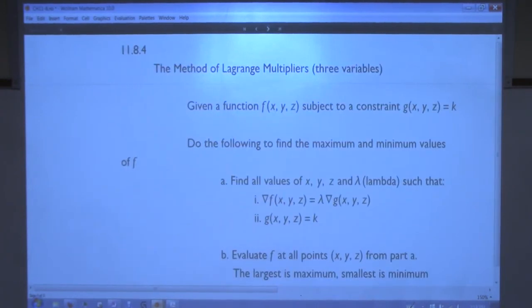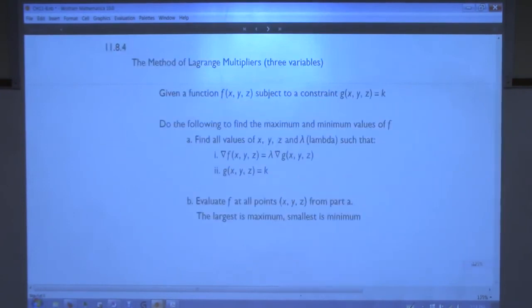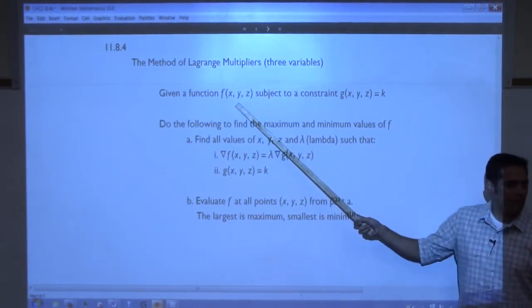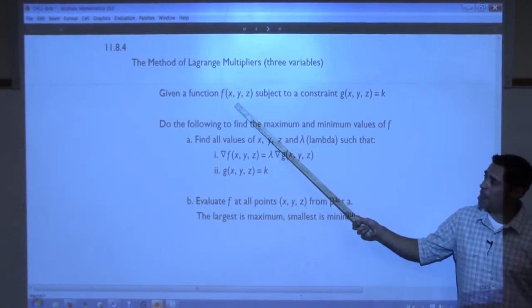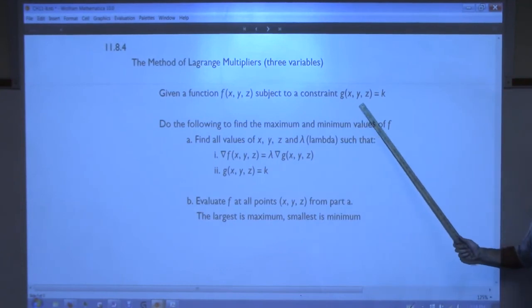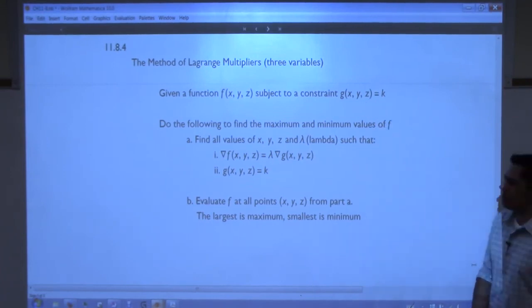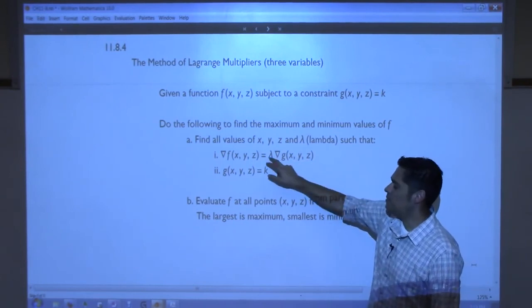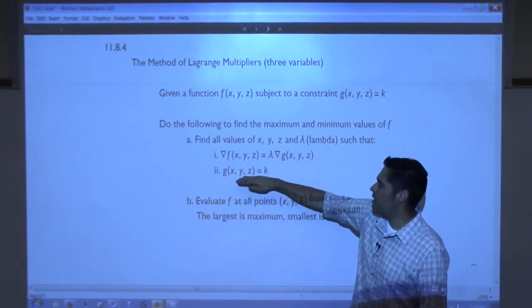But now what we're going to do is extend this. This is the beauty of Lagrange multipliers. It does not matter how many variables your function has. So if you have a function of 3 variables, subject to a constraint equation that contains 3 variables, you can find the maximum and minimum also. The equations are exactly the same. You set the gradients equal to each other, with lambda, and then you satisfy that last one.